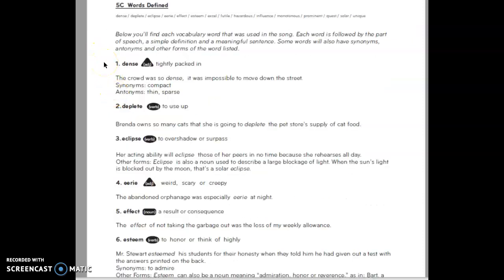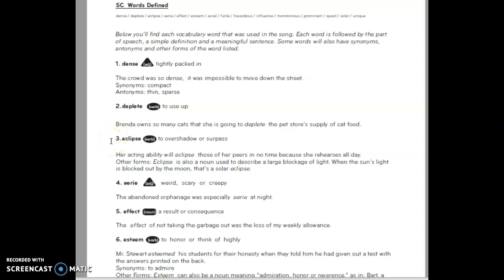Number 1 is dense. It's an adjective and it means something that's tightly packed in. So the crowd was so dense, it was impossible to move down the street. Synonyms, we have compact, antonyms, thin and sparse. 2 is deplete. Deplete means to use up. Brenda owns so many cats that she is going to deplete this pet store supply of cat food.